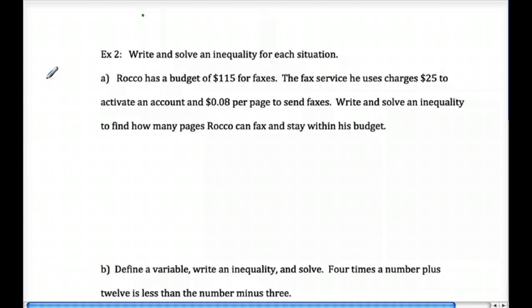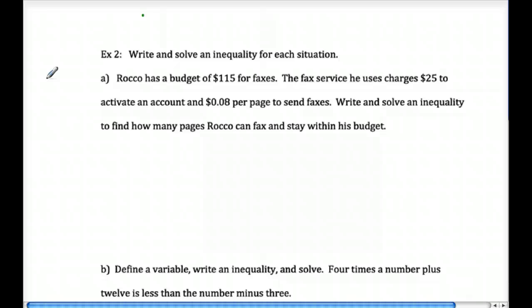Okay, Rocco has a budget of $115 for faxes. You guys know what a fax is? They don't really use them anymore. It's a little bit old school. So he's got a budget. Do you guys know what a budget of $115 means? You can only spend $115. You can't go over. You could spend equal or less than 115. Correct. There's the inequality sign.